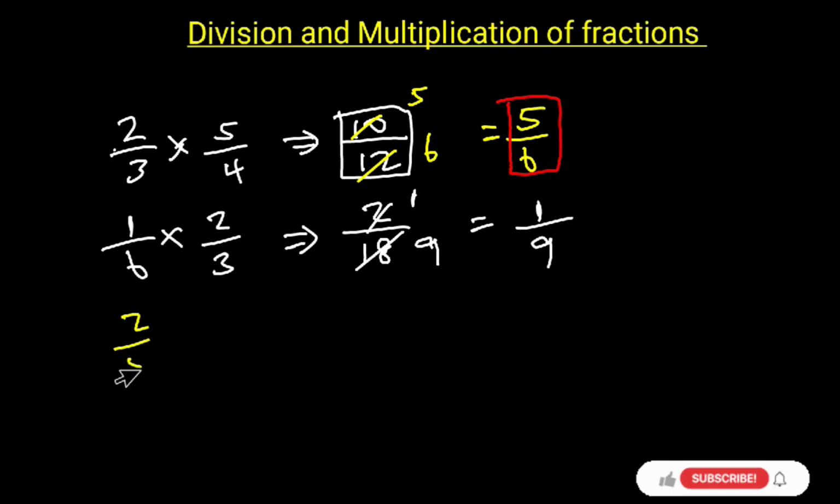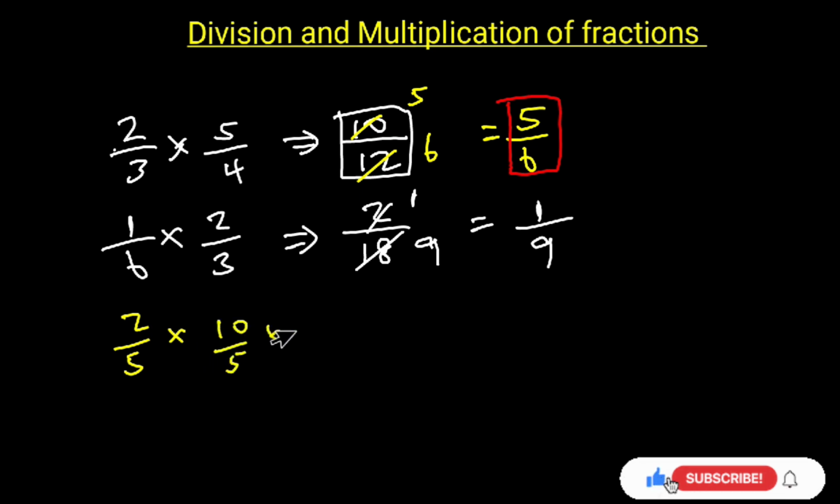So I want you to try this one. 2 over 5 multiplied by 10 over 5, then multiplied by, let's say, 3 over 2. So can you try this one? I want you to pause this video and try it.